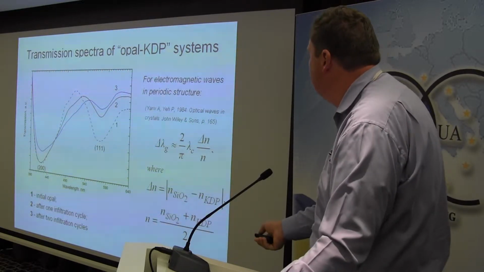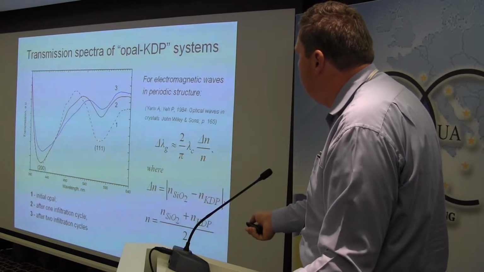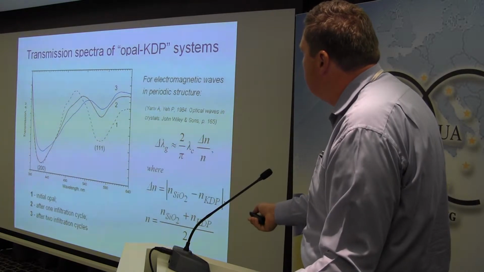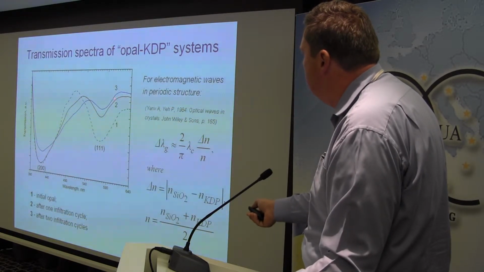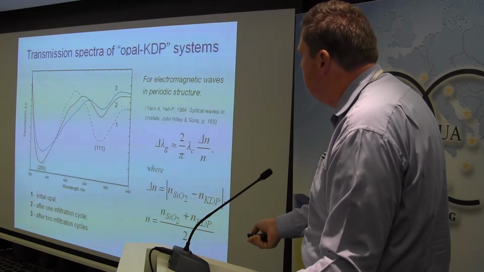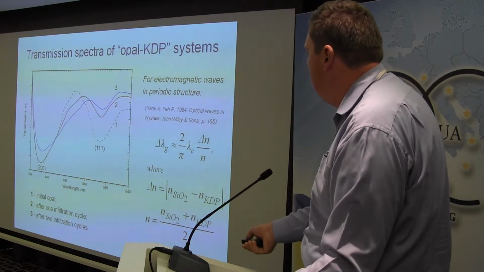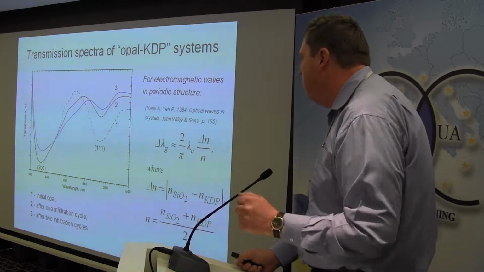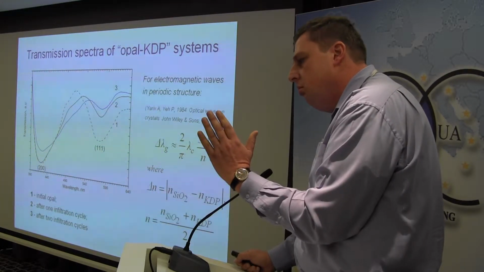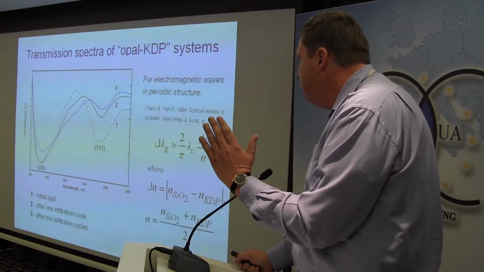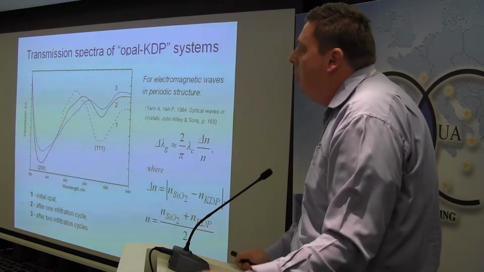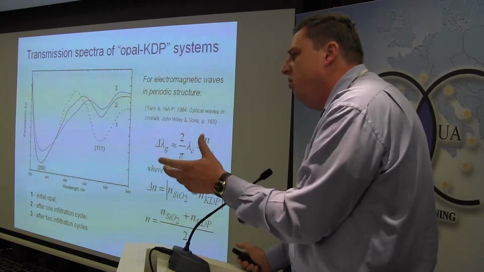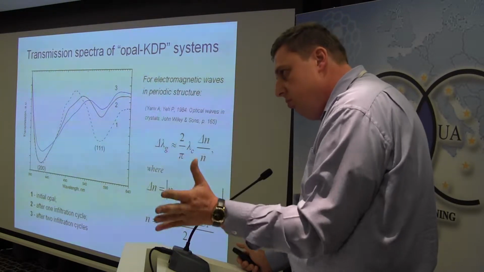And in our case, the dotted line corresponds to the initial opal, but solid lines 2 and 3 are the transmission spectra after 1 infiltration cycle or 2 infiltration cycles. As you can see, there is no essential shift of the transmission minimum. Why? Maybe it testifies to the small quantity of KDP in the topology.